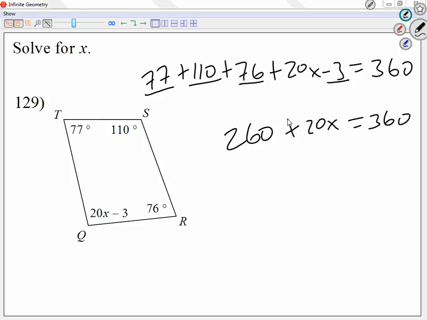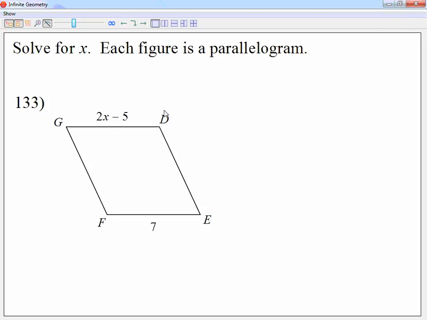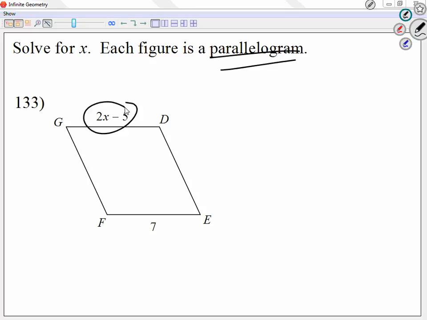Right, so this takes us up until number 132. Any questions up until 132? All right, now looking at 133, solve for x. Each figure is a parallelogram. I know we're dealing with sides, so opposite sides are equal. So I'm just going to come and say 2x minus 5 is equal to 7. And the rest you guys can finish.